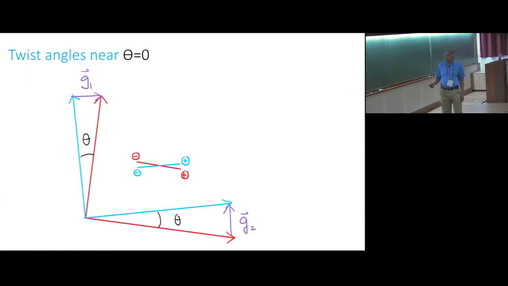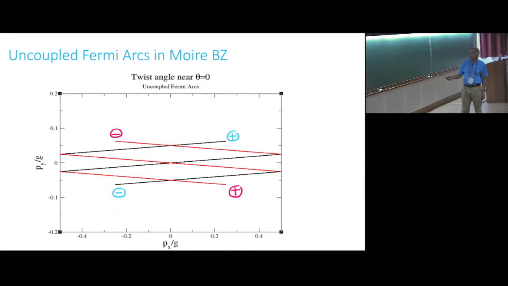Okay, so let's think about twist angles near theta equals zero. I think I'm running pretty short of time. So this is what the unreconstructed Fermi arcs would look like. And this is what the moiré folded unreconstructed Fermi arcs look like. So I've now folded them into the moiré Brillouin zone, okay? So that's what this little g here is representing. So this is really minus pi over 2 to plus pi over 2 in the moiré Brillouin zone, okay? So those are the intersections after zone folding.